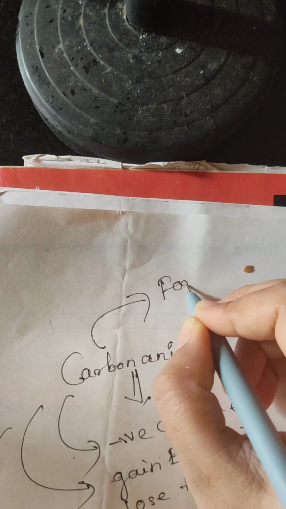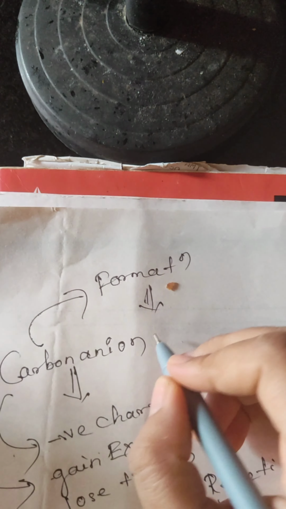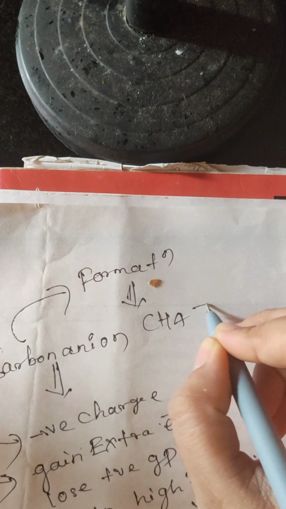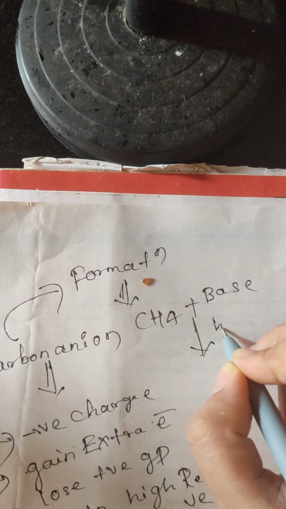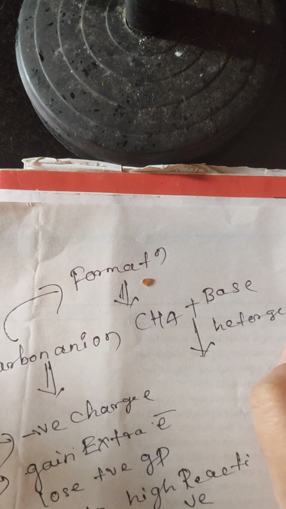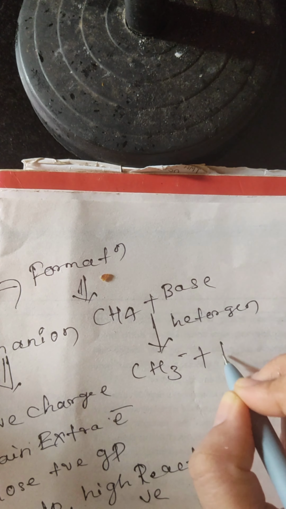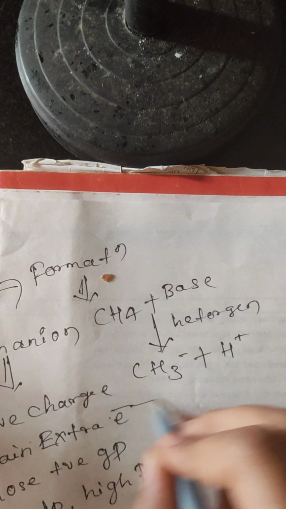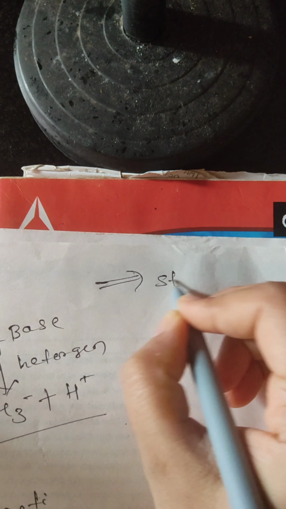Let's move on to stability and the formation of carbanion. How do we form a carbanion? Let's take a simple reaction. CH4 reacts with a base to produce CH3, losing a proton by heterogeneous cleavage to form an electron pair. Here, to form the electron pair, CH3 negative will be formed, plus H plus. This is a simple reaction.